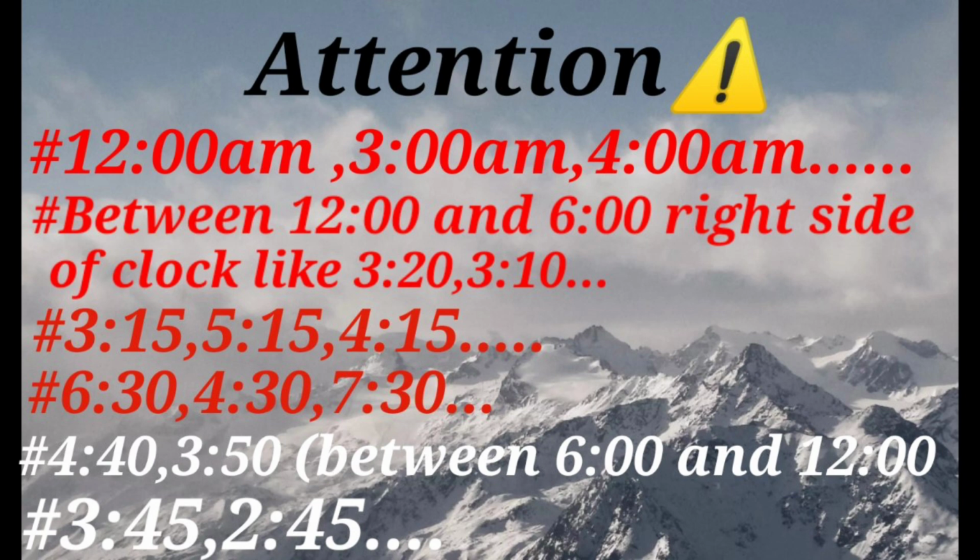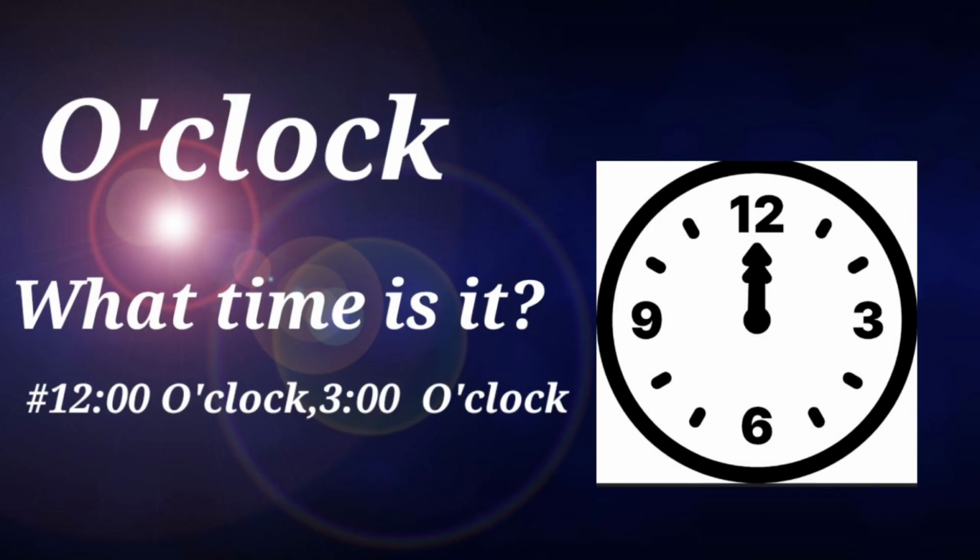And the next one is 30. You can see the common minutes, 30, 7:30, 6:30. And the next point is between 6 and 12, which can be a.m. or p.m. This is the left part of the clock. And the next point is 45. You can see this common 45. So these are all the points which you should keep in your mind while watching this video, and you will understand completely after watching it.